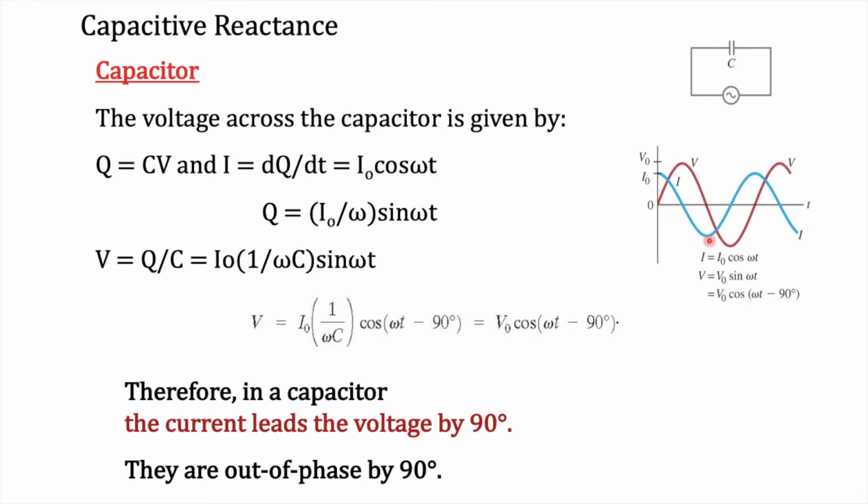If you compare time and the peak values, you see that the current has reached its peak earlier than the voltage. So that's the reason the current is leading the voltage by 90 degrees, or they're both out of phase by 90 degrees.